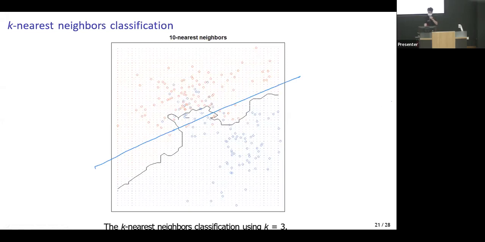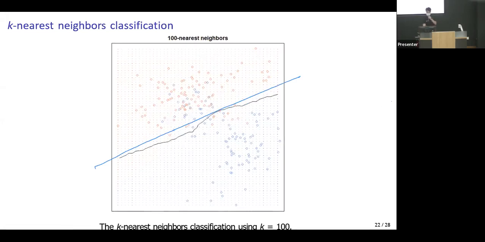And this is a case with K equals to 100, right? This decision surface involving using your 100 nearest neighbor around you. And as you can see, it is not so wiggly as before. It is more smooth. It appears to be more similar to the straight line that we drew before.